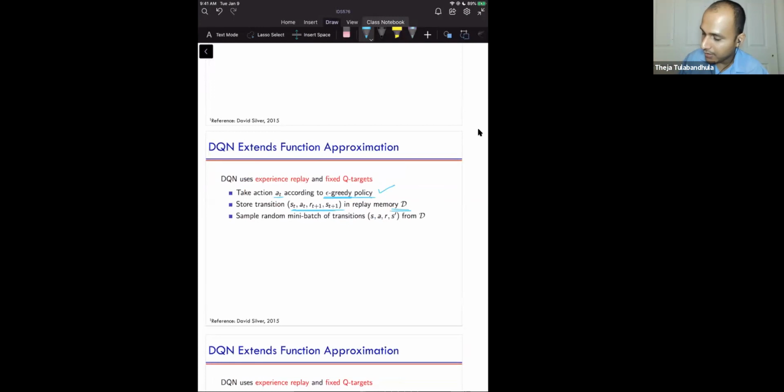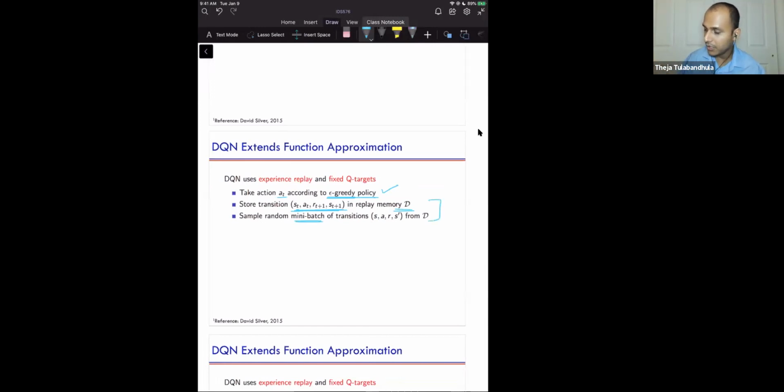So basically, we'll store every 4 tuple as a row or an entry, a record in a database, and then to do the update, we're going to sample a mini batch of these 4 tuples from the database. So you have these 4 objects. State could be a vector and next state could be a vector, but let's say action and reward are scalars. You'll sample a few of them.